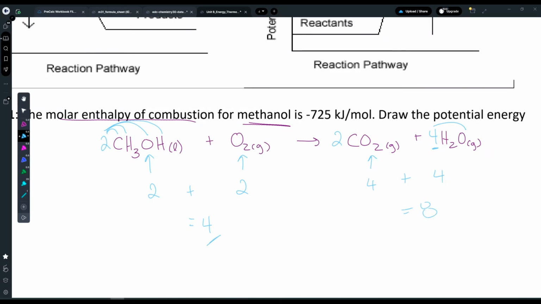Now since the difference between these two values is an even number, I'm going to balance the oxygens by changing the coefficient for our elemental oxygen. How I'm going to do that is, since I have 2 oxygens coming from the methanol here, I just ask myself, okay, 2 plus what is going to equal 8? Well, 2 plus 6. And 2 times 3 is going to give us that 6. So now everything's balanced.